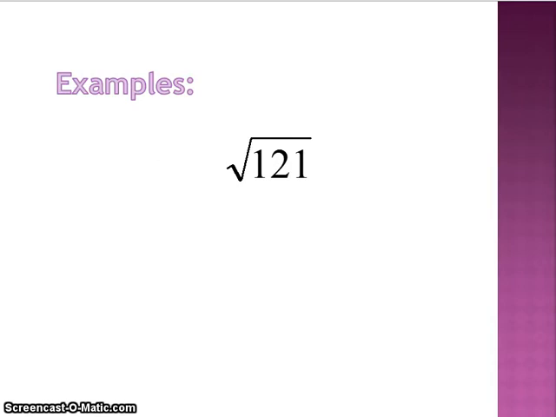Let's look at a second example. The square root of 121. What number multiplied by itself is equal to 121? This is a rational square root and it perfectly equals 11. 11 times 11 is 121. What about the square root of 1? What number multiplied by itself is 1? This is also a perfect square root, so it's equal to 1. 1 times 1 is 1.